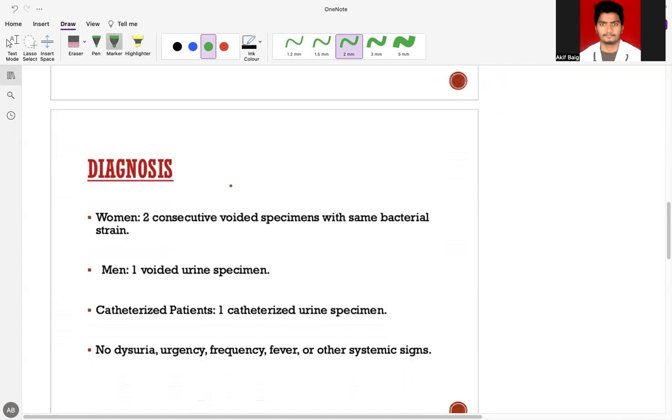To diagnose asymptomatic bacteriuria in a female, there should be two consecutive voided specimens. That means two urine samples have to be taken in females. In a male, one sample is enough. Or in a catheterized patient, a patient who has a Foley's catheter, a single sample should be sufficient.